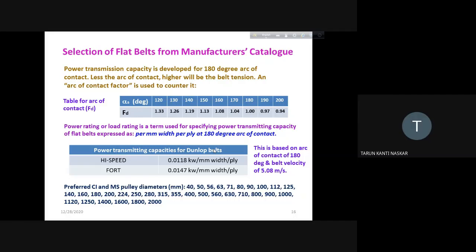Now, for the same power transmission, P1 minus P2 should be the same. P1 minus P2 is responsible for the transmission of power. Now, if alpha is lower, that means the arc of contact is lower. Then P1 by P2 is e to the power mu alpha, so P1 should be made higher. That is the answer: belt tension will be higher to keep P1 minus P2 the same. Can you get my point?